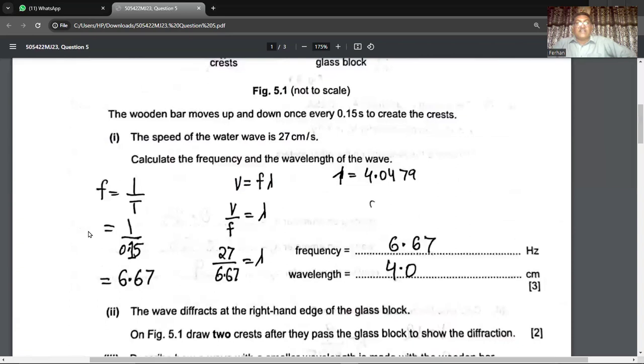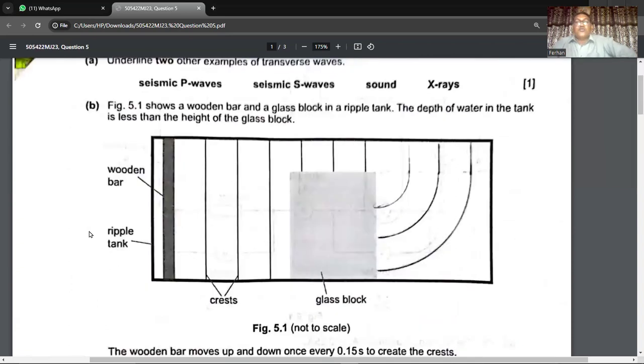It's a 2 marks question, and this is the main question which I want to show you, because this upper portion of these wavefronts will remain straight. But because of this edge of this barrier, what will happen? They will diffract. So what will happen here?